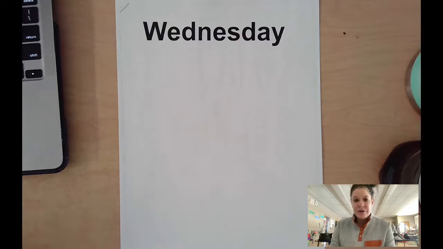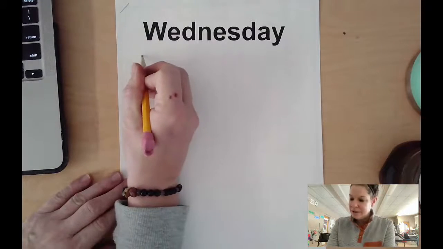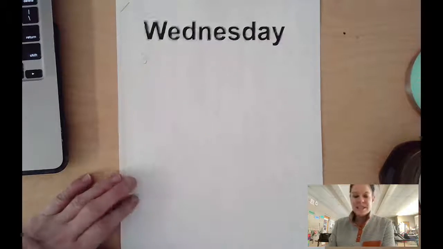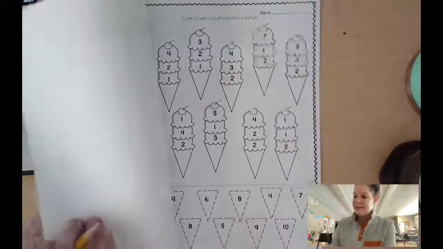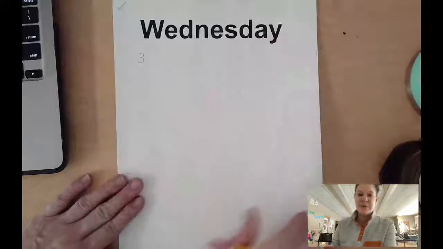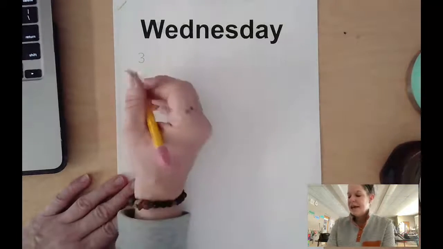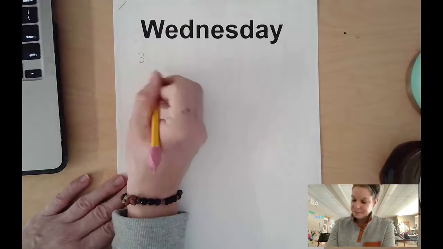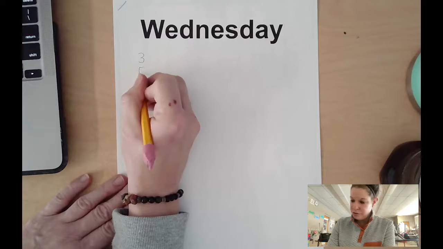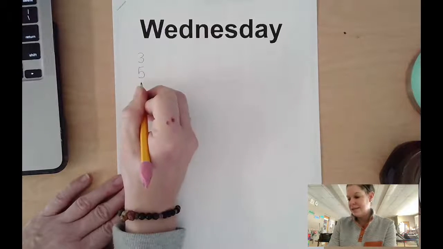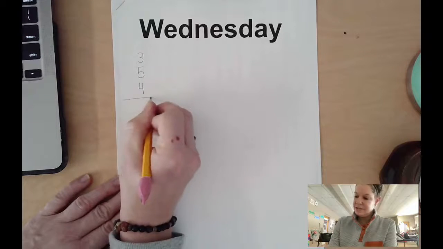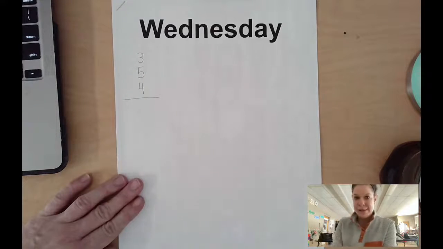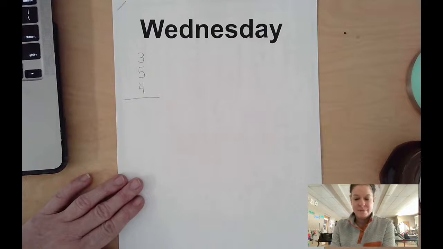So, we're continuing with three addends today, but this time, go ahead and get out your Wednesday math packet. Make sure you have it. It looks like this. It says Wednesday on the front and a pencil. And I'd like you to write down these three numbers in a straight line like a snowman.